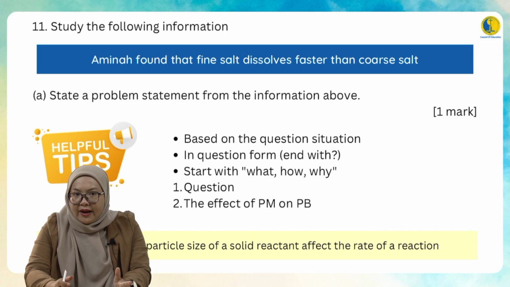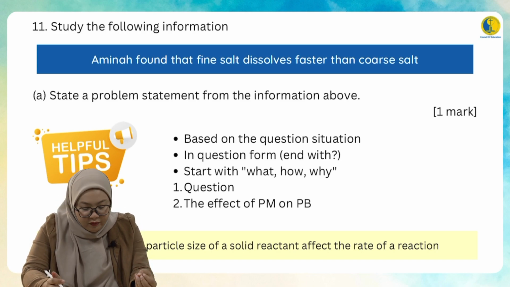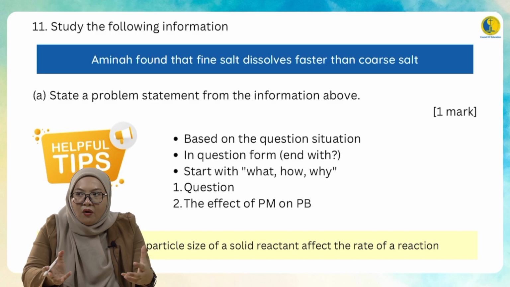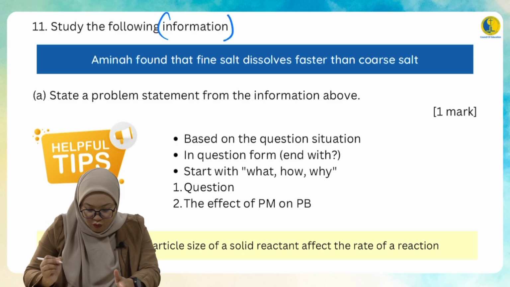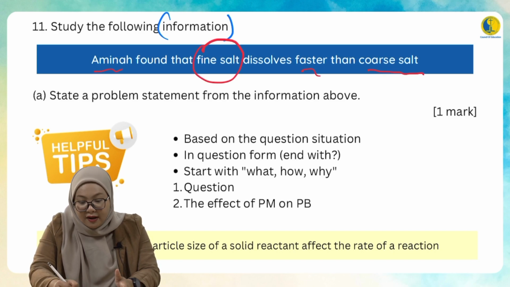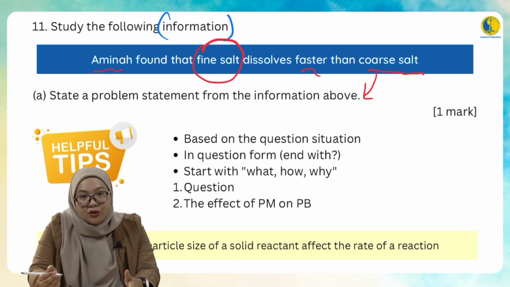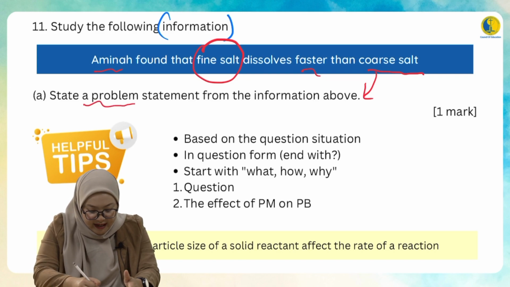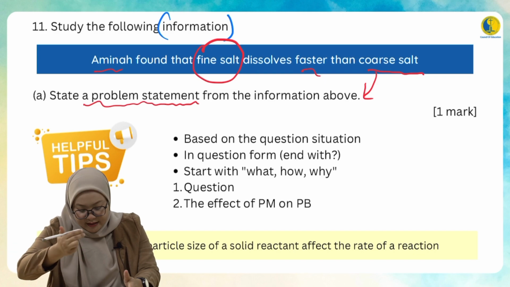Usually, for this type of experiment, you will be given a scenario first. It's either in the form of a diagram or in the form of a statement. This information is given to guide you. What kind of statement? Amina found a fine salt dissolved faster than a coarse salt. Based on this statement, you have to create a problem statement.